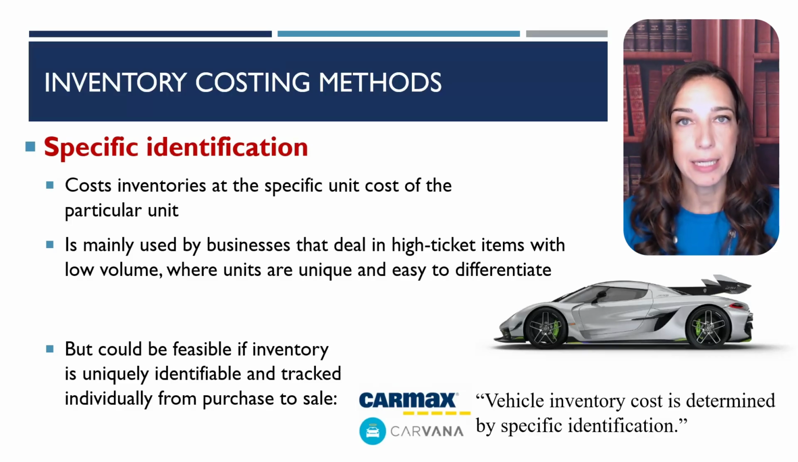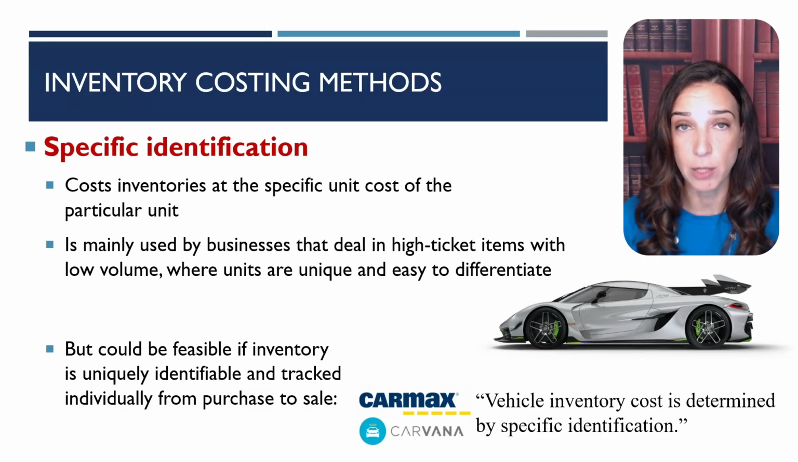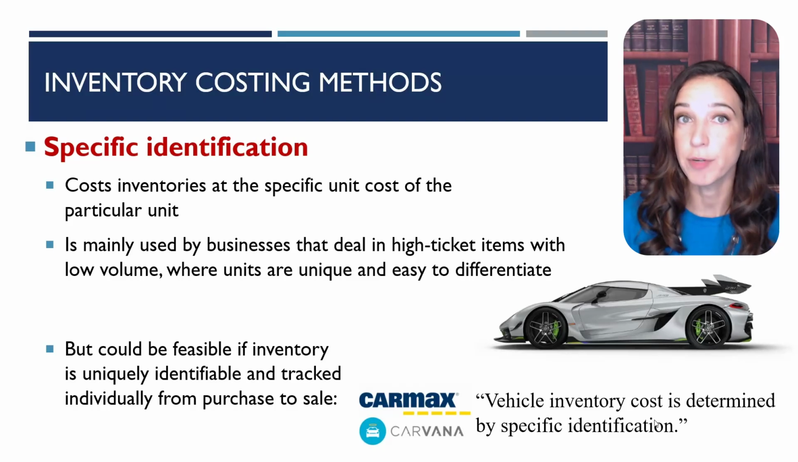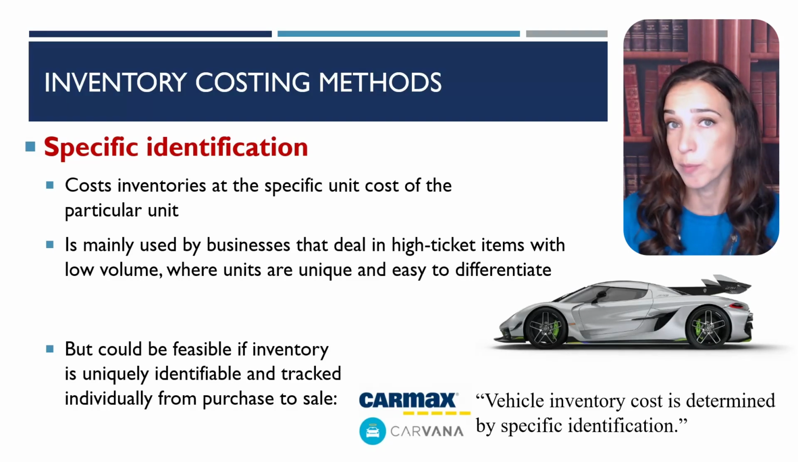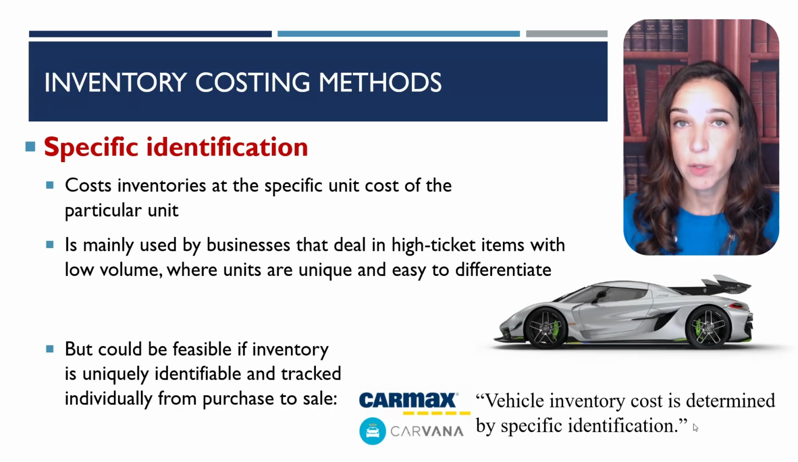In reality, it's actually pretty difficult to find publicly traded companies in the United States that follow the specific identification methodology. Probably some of the biggest that I could find are CarMax and Carvana, which are, of course, resellers of used cars. From their 10-K annual reports, we have the disclosure from the inventory footnote saying vehicle inventory cost is determined by specific identification. Why are CarMax and Carvana able to do that? It's because the automobiles do have unique identifying numbers, so they can precisely track them.